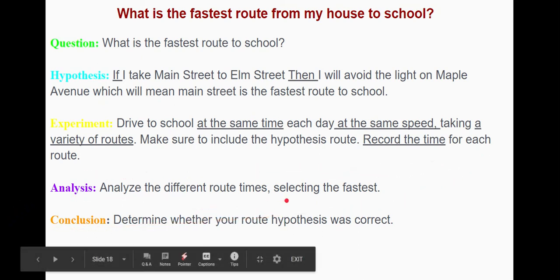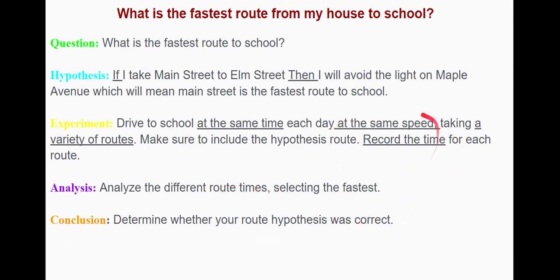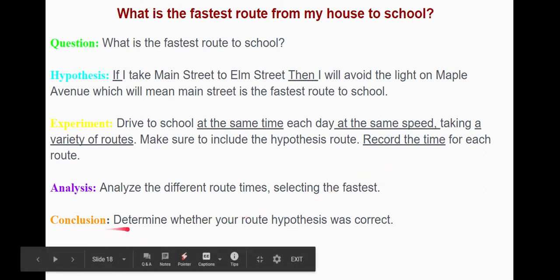Then I'm going to analyze the different routes, and I'm going to select the fastest, again, based on the recorded times that I took. Again, conclusion, I'm going to determine whether my route hypothesis was correct. Even if I found out that a different path is faster, I'm going to say whether or not what I thought was correct was or was not correct.